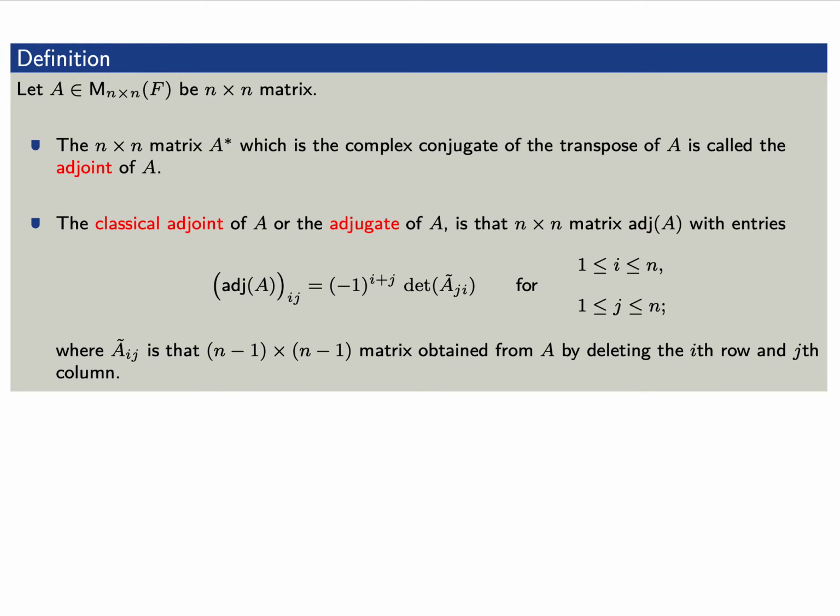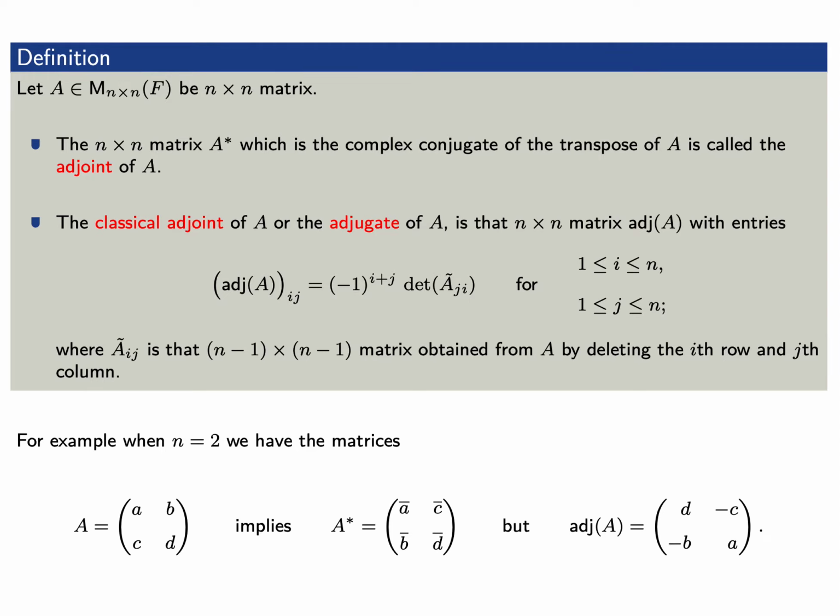Before we try to prove this proposition, let's recall some definitions. Say that A is an n by n matrix. That n by n matrix A star, which is the complex conjugate of the transpose of A, is called the adjoint of A. However, don't confuse this with what we define as the classical adjoint of A, that is the adjugate of A. It is that n by n matrix whose entries ij are negative 1 to the i plus j times the determinant of A ji tilde, where A ij tilde is that n minus 1 by n minus 1 matrix obtained from A by deleting the ith row and the jth column.